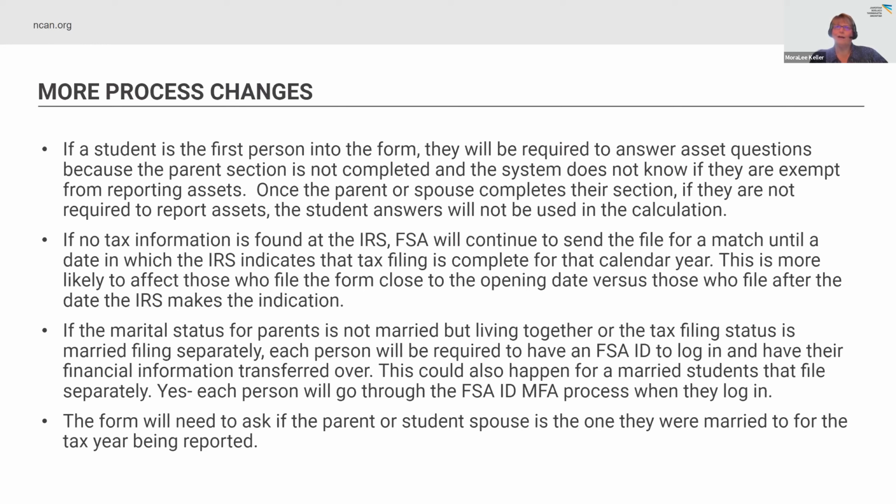The formula will also have to ask if the parent is married. Are they married to the person who was on their 2022 tax return? There could be a possibility that there was a divorce and a remarriage by the time they're filing the form, since they used prior year. So you probably will see a question pop up, making sure that if the parent answers as married, they're married to the person who was on their 2022 tax return. Next.